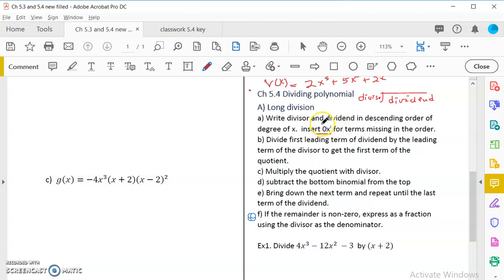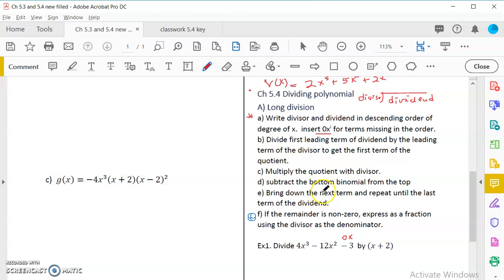0x to the something. If there is a missing term like here, in the first example, I'm dividing this by x plus 2. But I have x cubed, I have x squared, but there is no x term, so I should insert a 0x here as a placeholder. That's the important thing for writing it out properly. If you forget this, you would have made a mistake.